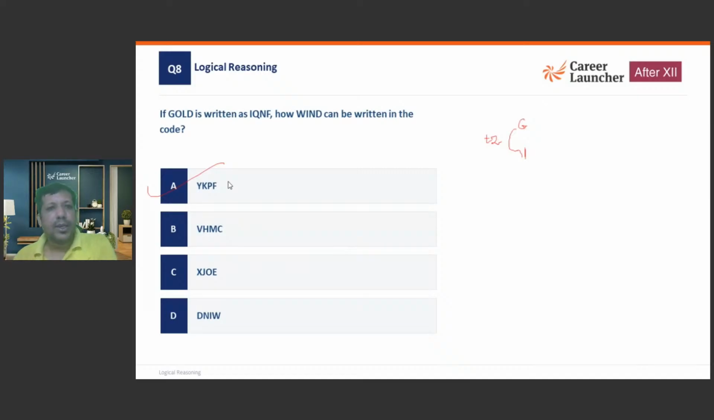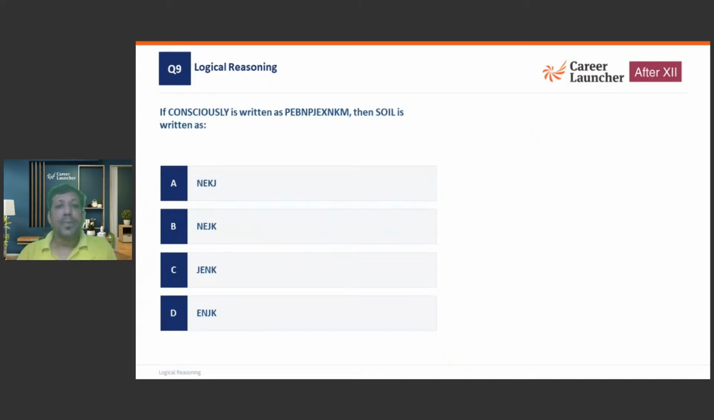Now, let's move on and solve the next question very quickly. This one. Now, solve this one very quickly. And let's see how we can get the answers.